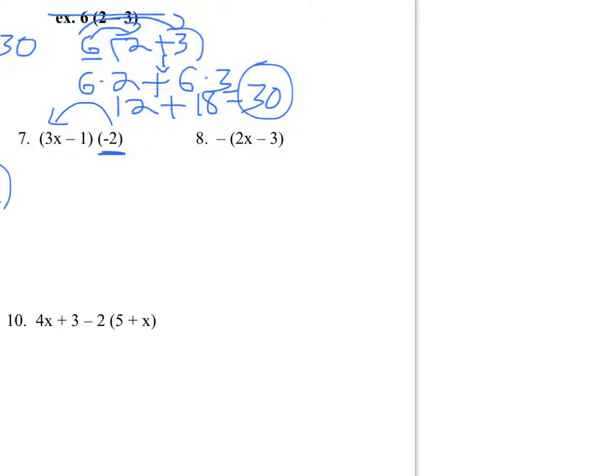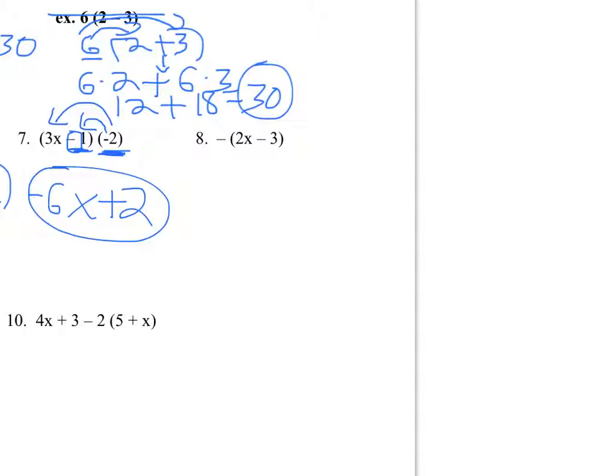So I'm going to do that. I'm going to skip the work. So negative 2 times 3x, I'm not going to write that out because I could use mental math for that. Negative 2 times 3x is negative 6x. And then here, negative 2 times this negative 1, don't forget that. That's going to give me a positive. So negative 2 times negative 1 is positive 2. And then that's it. You're done.